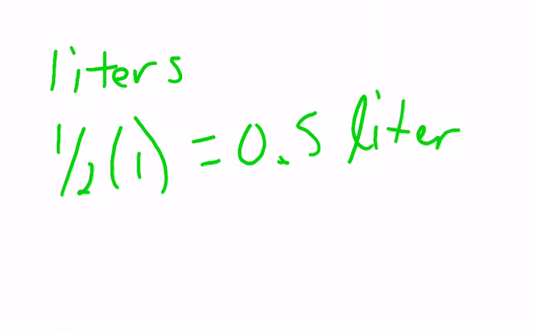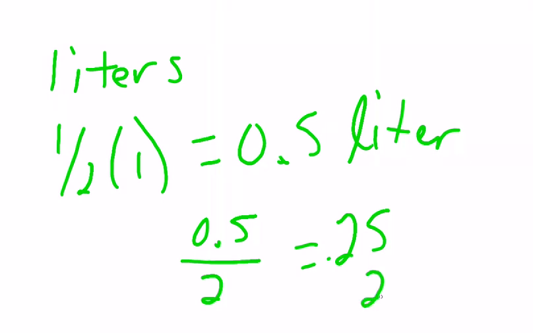And then to find the percent error, we take that number divided by how many liters we have. So 0.5 divided by 2, and that gives us 0.25, or 25%. So there's a 25% chance of error when using liters as measurements.